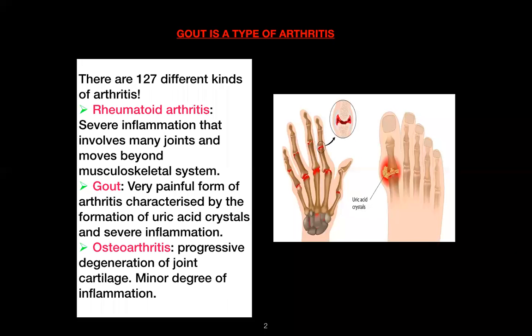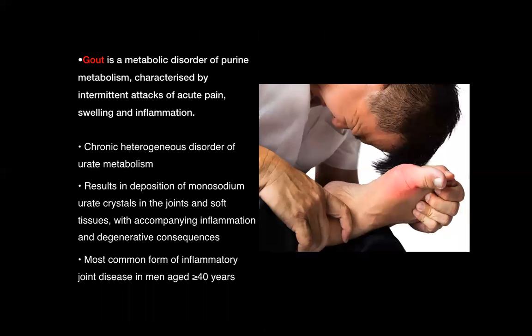Rheumatoid arthritis is severe inflammation that involves many joints and moves beyond the musculoskeletal system. Gout is a very painful form of arthritis characterized by the formation of uric acid crystals and severe inflammation. Osteoarthritis is progressive degradation of joint cartilage with a minor degree of inflammation. Gout is a type of arthritis.